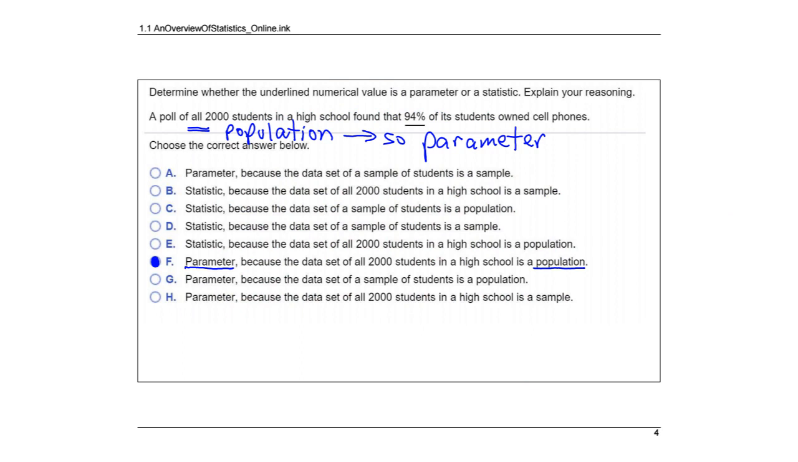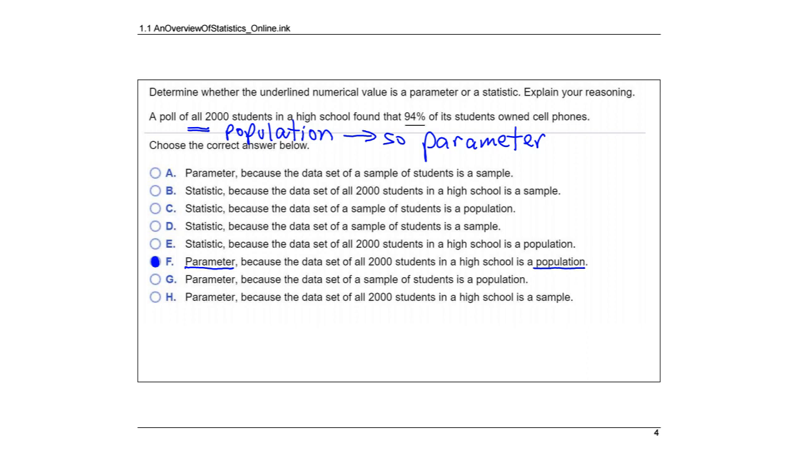All right, this problem says determine whether the underlying numerical value is a parameter or a statistic. Okay, so a poll of all, that all tells you it's a population, of all 2,000 students in a high school found that 94% of its students owned a cell phone. Okay, so all tells us it's a population, so we know it has to be a parameter, but you notice they give you a few answers, so you have to read really careful.